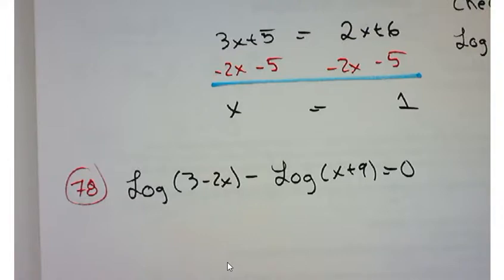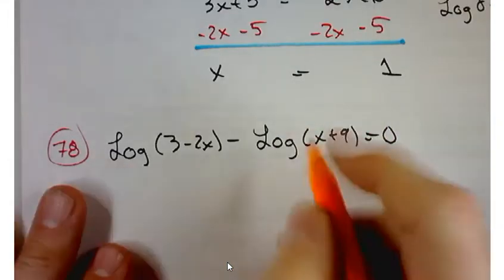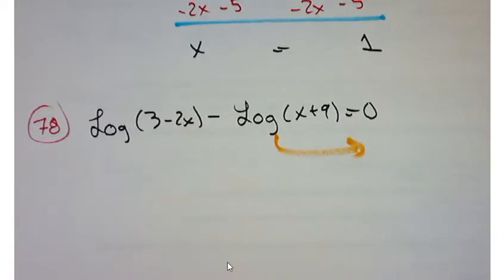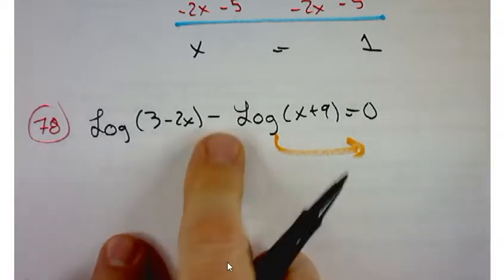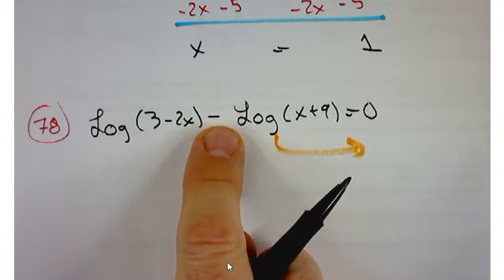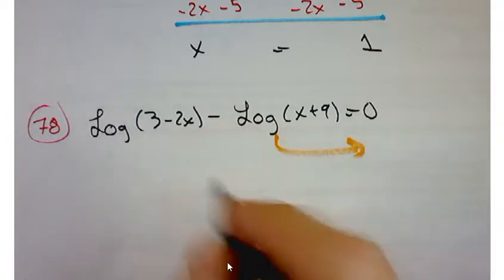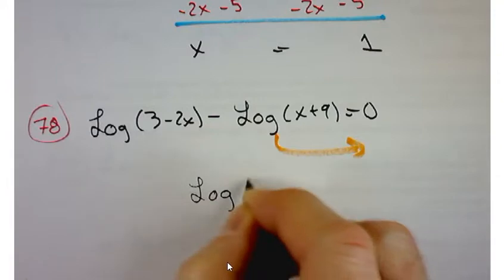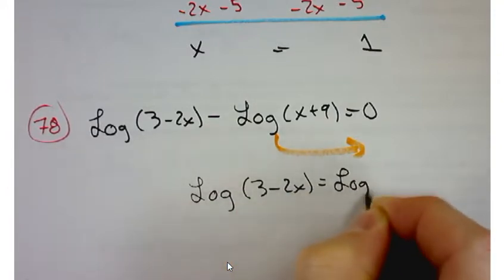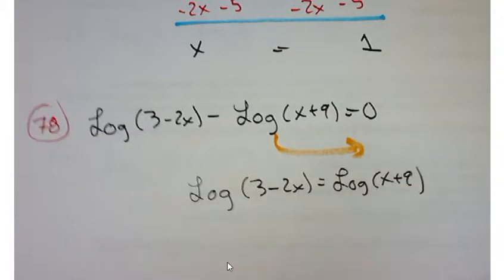Beautiful. So if I add this to both sides, in other words, if I move this to the right-hand side, then I'll be in good shape. Great question. What happens to the sign? When it changes sides, it changes signs. So that negative is going to become a positive, and over here, log of 3 minus 2x equals log of x plus 9. Now I can get rid of the logs.